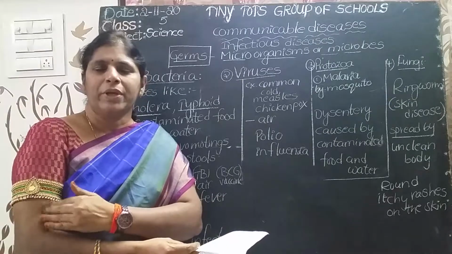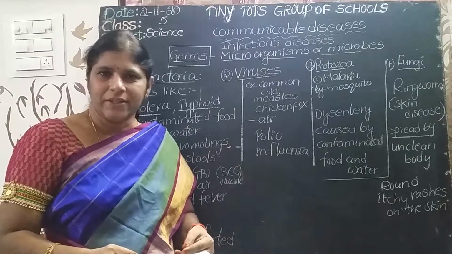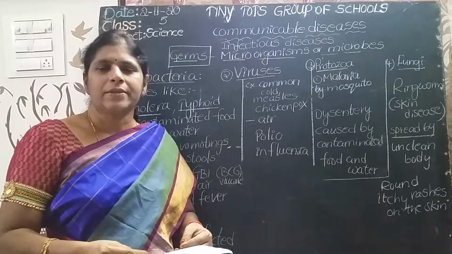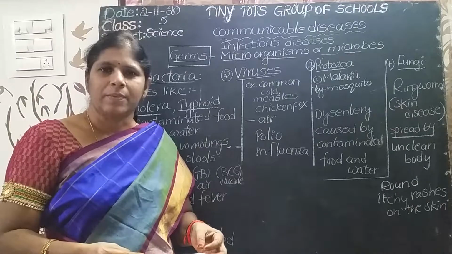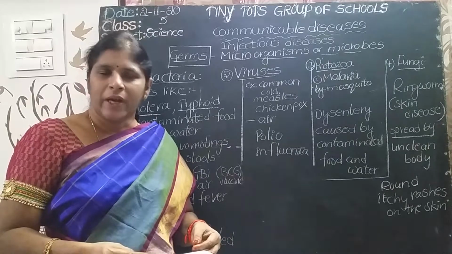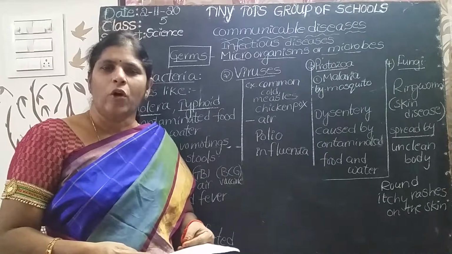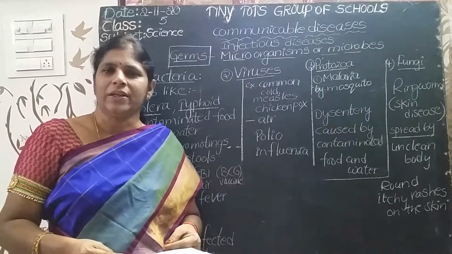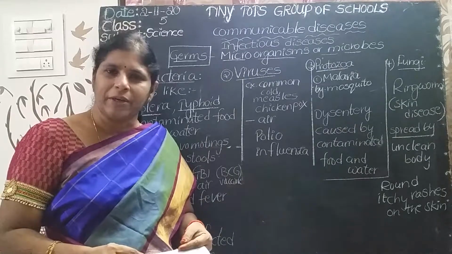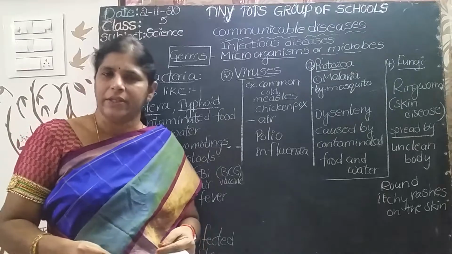Deficiency of minerals. Deficiency diseases, no children? What are deficiency diseases? Once recall. Diabetes, rickets, asthma, night blindness, beriberi, scurvy, anemia, goiter. These are all the deficiency diseases. These are caused by deficiency of vitamins and minerals in our diet.